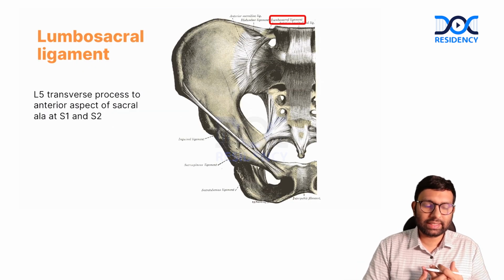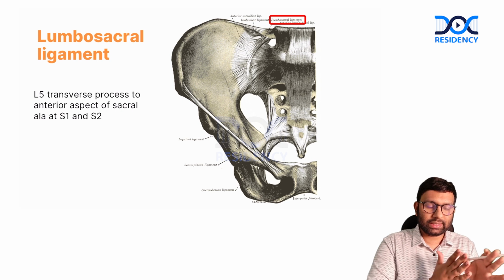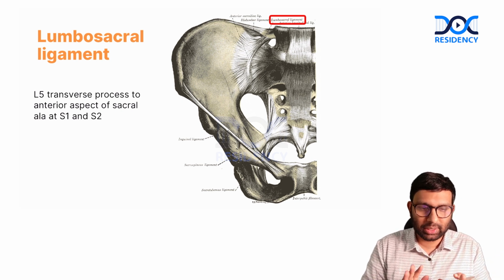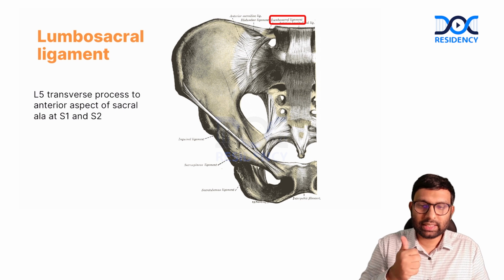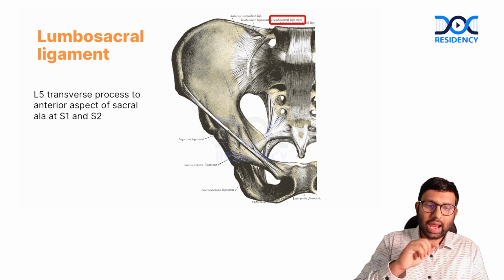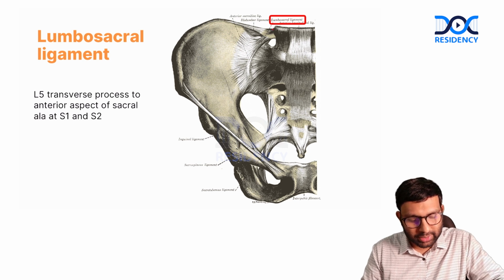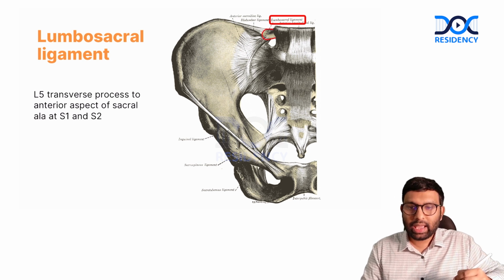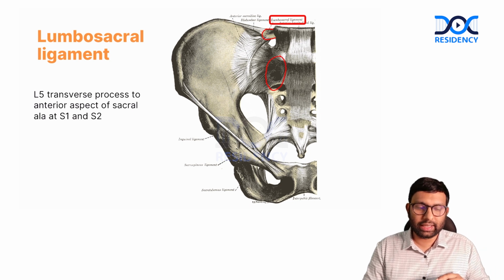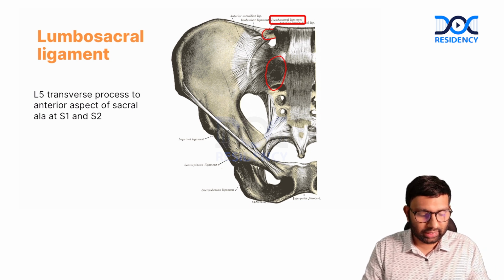Now coming to ligamentous anatomy. So we have to discuss ligamentous and neuroanatomy, and then we can move on to the fractures. So 3 or 4 ligaments are extremely important for you to understand. One is the lumbosacral ligament, which goes from the L5 transverse process. I'll show you in this image as well. From the L5 transverse process, it goes into the S1, S2 sacral ala. Okay, this is the lumbosacral ligament.